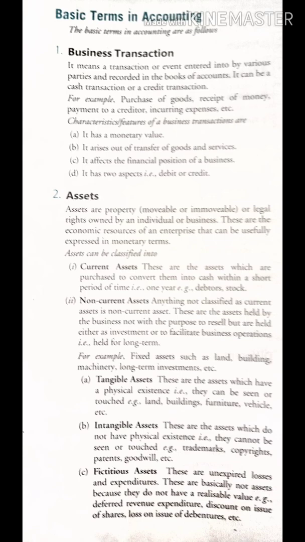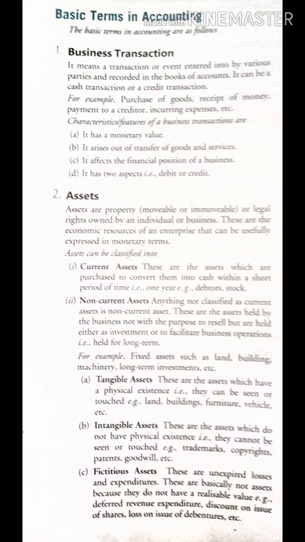Now what is this? This is also an asset. Why? Because this is a valuable thing which we possess. Fine, but these are the assets which we cannot touch, we cannot see, we can just feel it. So that is why it is called intangible assets.